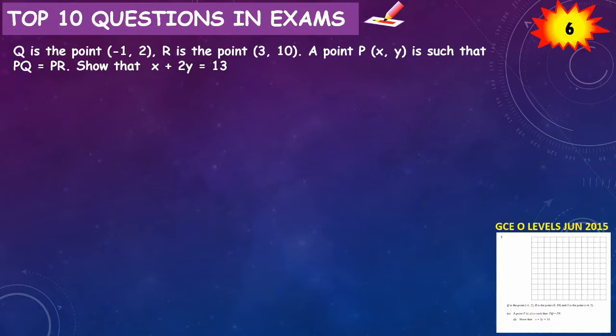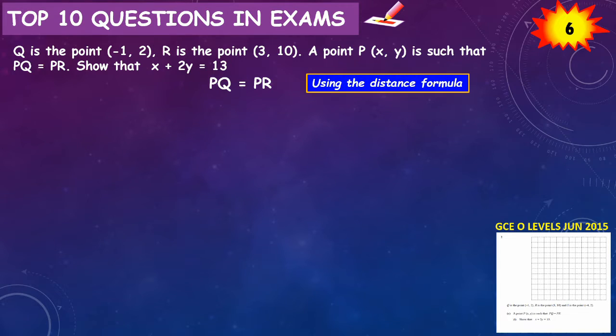Q is the point (-1, 2). R is the point (3, 10). A point P is such that PQ equals PR. Show that x + 2y = 13. We have to show the distance of PQ equals PR, so we use the distance formula for this question.